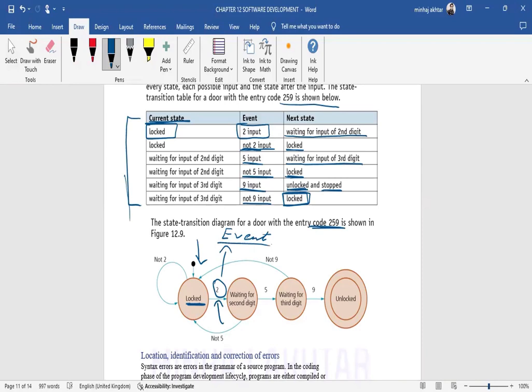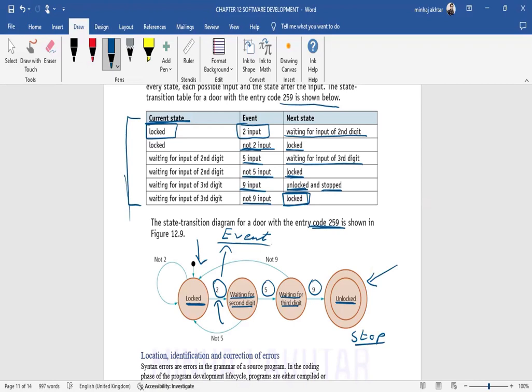Okay. So look, I input 2, but my door is waiting for the second digit. So I input 5. My door is waiting for the third digit. I input 9. The door will be unlocked. Why are there 2 circles? It means it's the end. We have to stop.